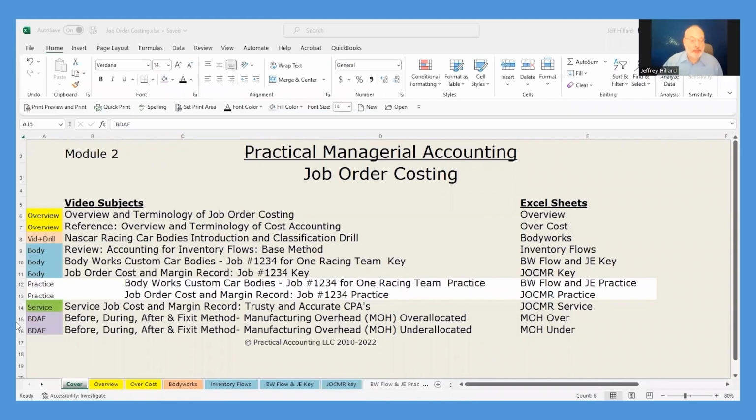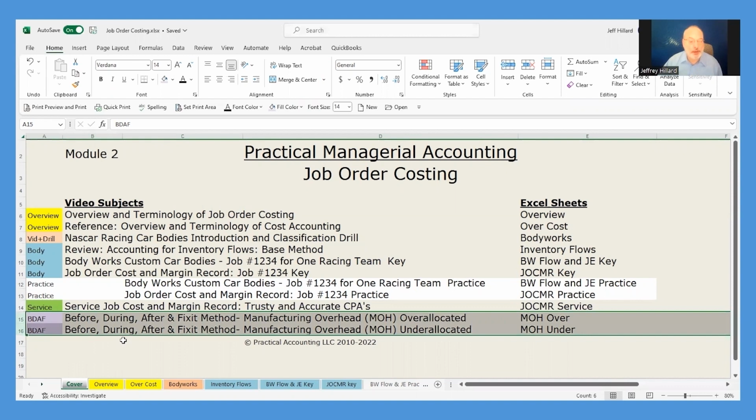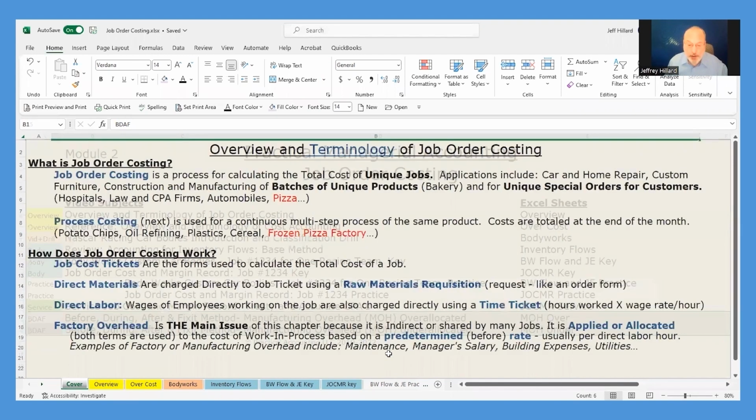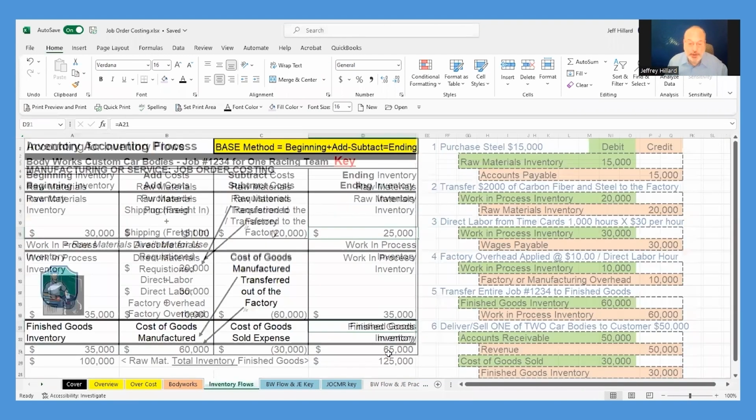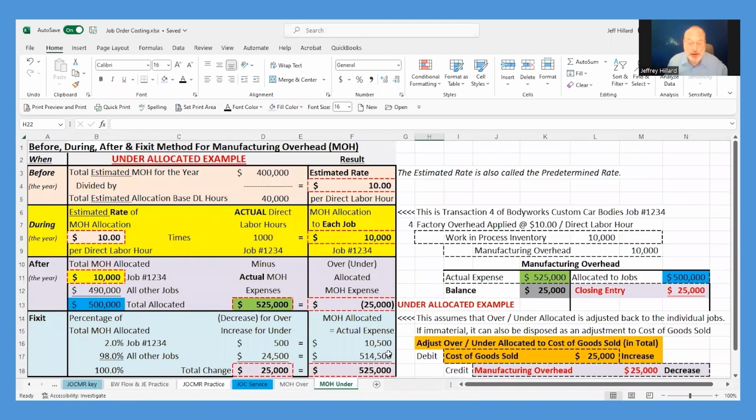In our final segment for job order costing, we're going to introduce the before, during, and after and Fixit method for manufacturing overhead when it is over and under allocated. If you're following along in the sheets, these are the last two sheets in the file.